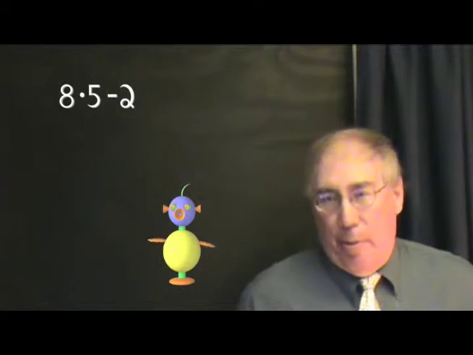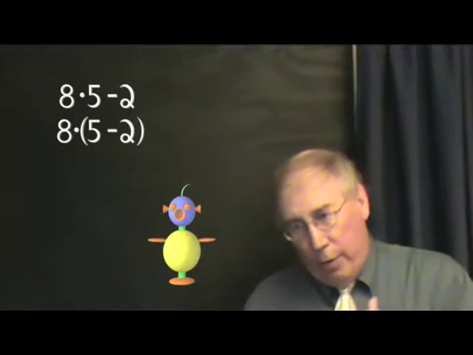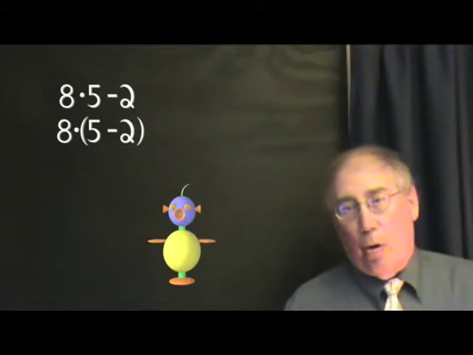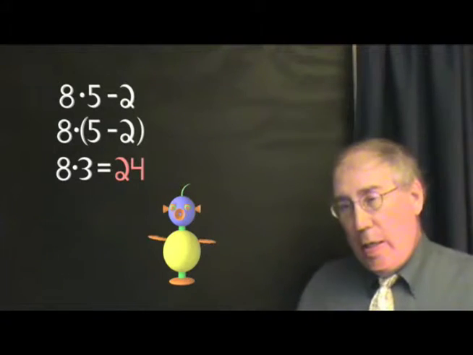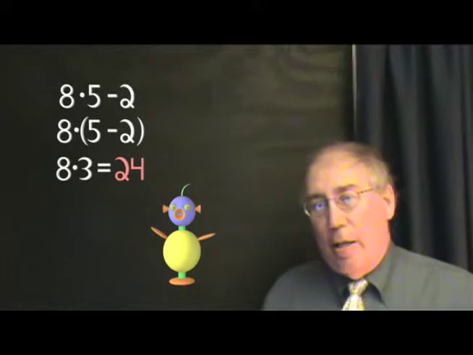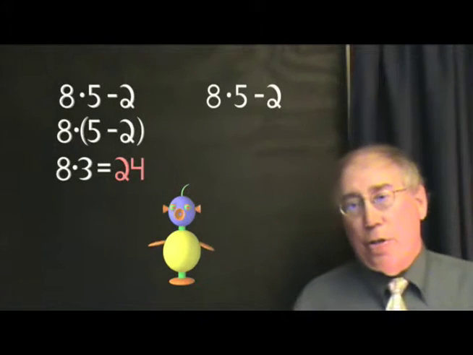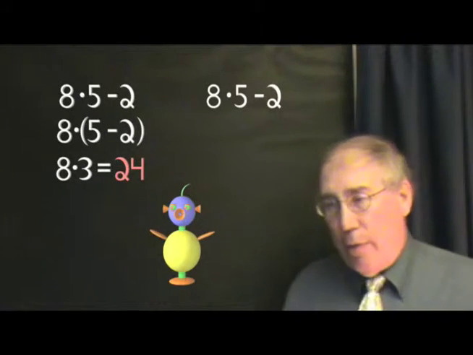Now, here's our first so-called problem. It has both multiplication and subtraction. Now, what do we do first? Do we subtract 2 from 5, or do we multiply 8 times 5 first? So let's first subtract the 2 from the 5. That gives us 3, and then 3 times 8 is 24.